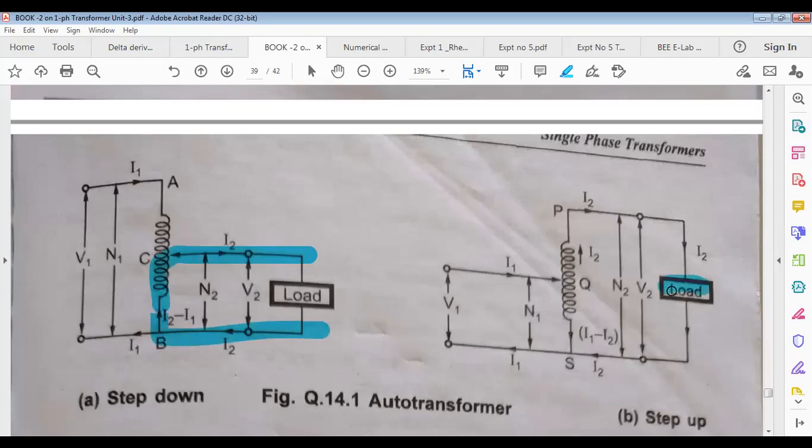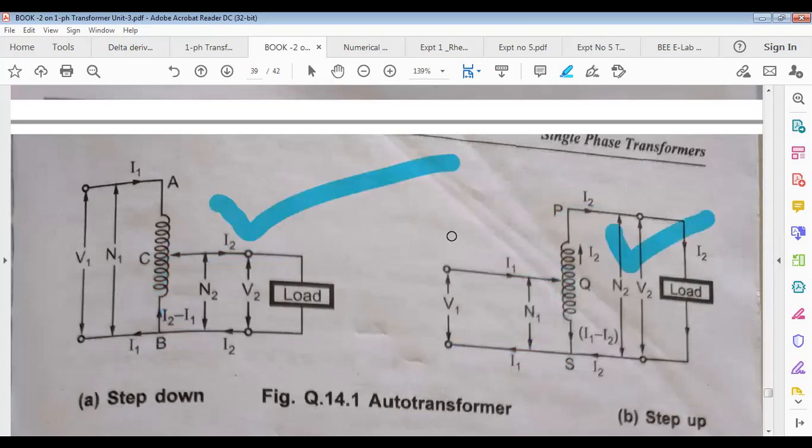In step up, the reverse is the case. See, this is the load, the output side. Across the output side, all the turns are there. See, all turns are there on the secondary and very few turns, this only, are there on the primary. So this is step up and this one is step down.